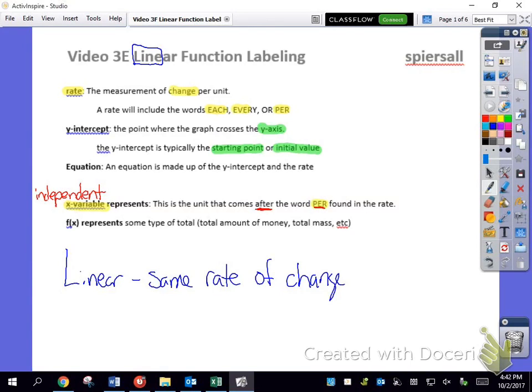And then you have the f of x, which is another name for y, and that is your dependent. Now, your dependent variable will usually represent some type of total. You want to use your clues from the numbers, from what the numbers are, to see what it represents. Okay, so use the clues from the other numbers, from the numbers not by the x. Okay, so we'll look at a couple.